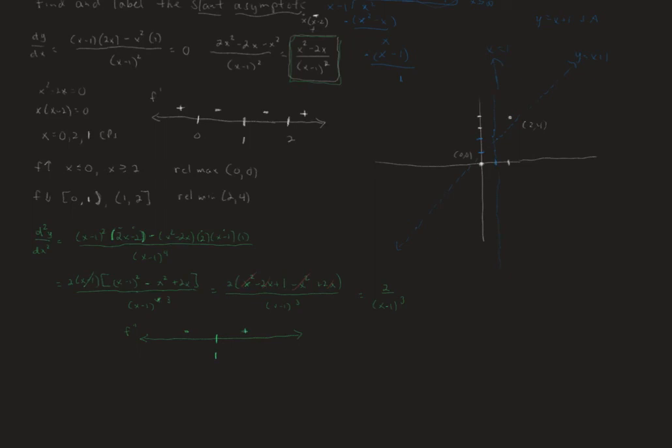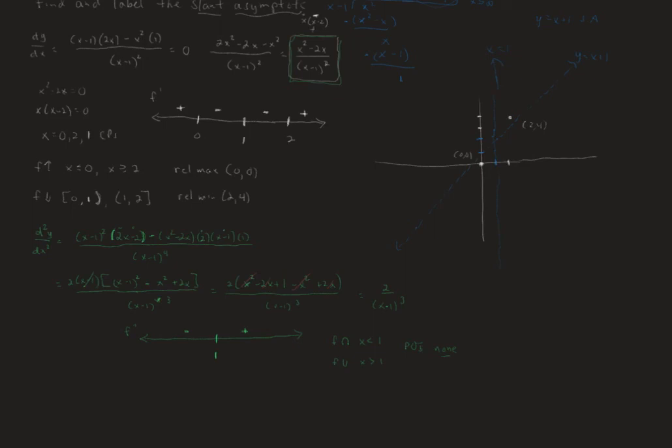So we can see that our original graph is going to be concave down for x less than 1, and it's going to be concave up for x greater than 1. And we have an inflection point, we would say at x equals 1, but remember that's our vertical asymptote. So there is no point on the graph there, so we don't get anything there. Well, let's see if we can put this together.